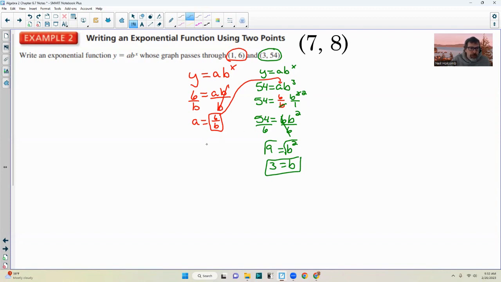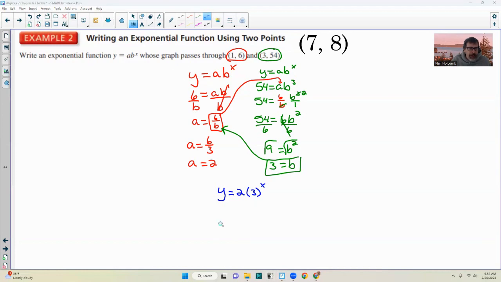Okay, so now once I get b, now I can find a. I'm going to go back to this equation here, and I'm going to substitute in b. So it's going to be a equals 6 divided by b, which is 3. So therefore, a equals 2. So now my exponential function is going to be y equals 2 times 3 to the x. And there is my exponential function. Okay, so that's how you find the function.